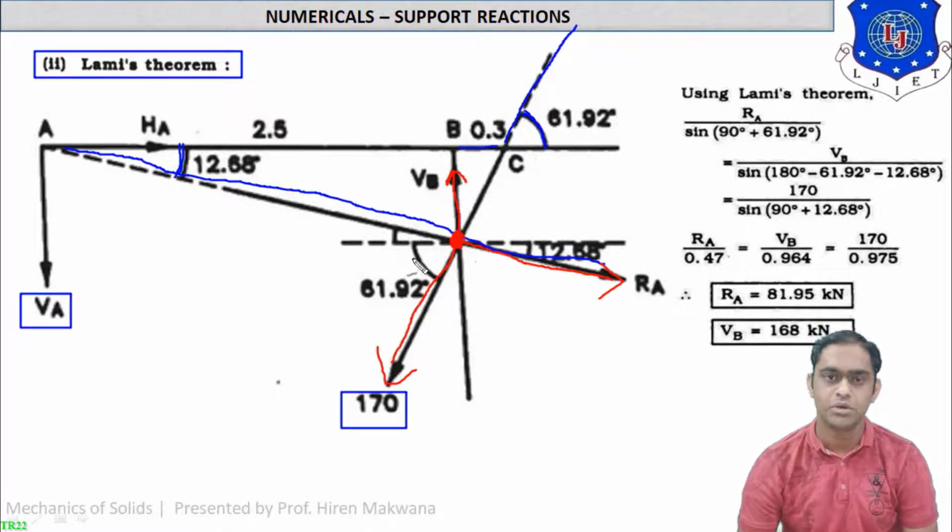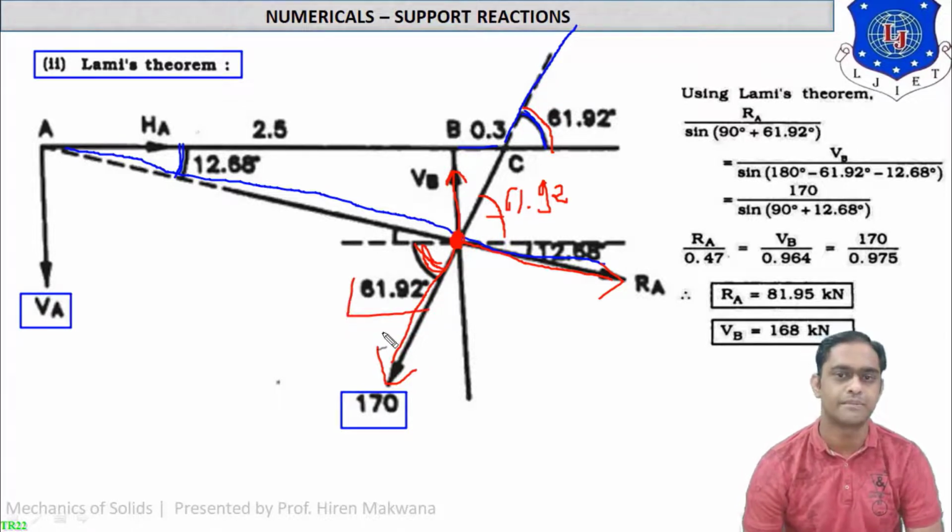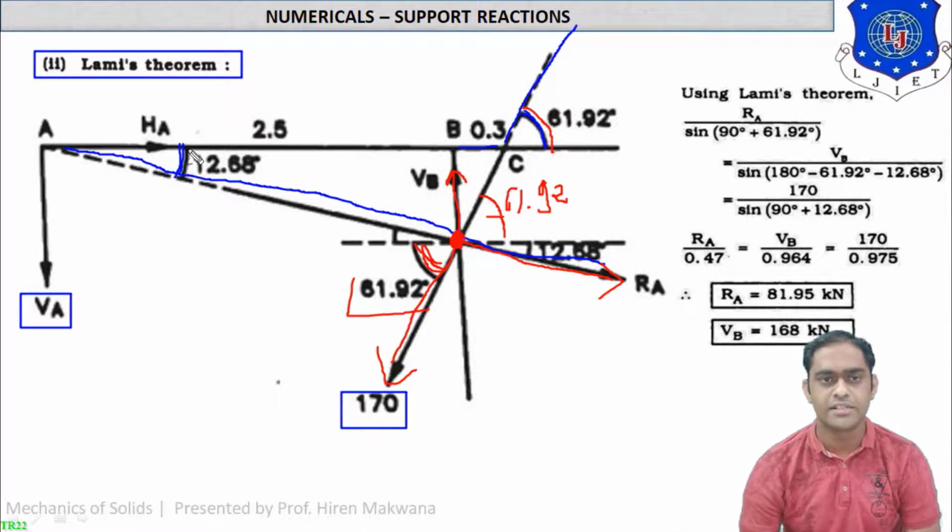Okay, so now let us check the game of angles. This is 61.92 degree. So if you draw a dotted horizontal line over here, then this angle will also become 61.92. This angle is vertically opposite to it, so this is also now 61.92 degree. Now what we want, this is 12.68 degree over here.